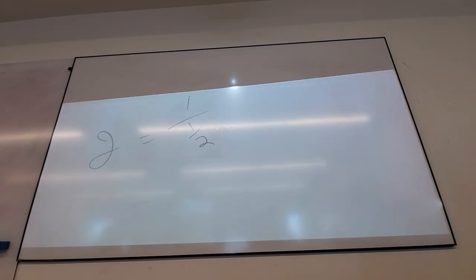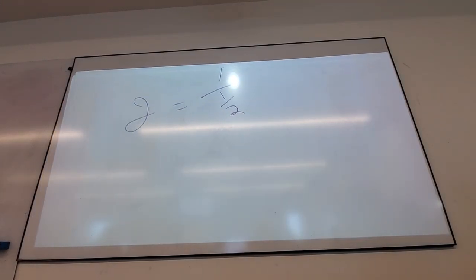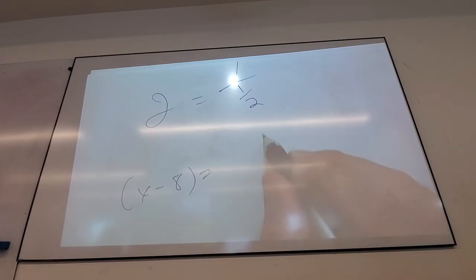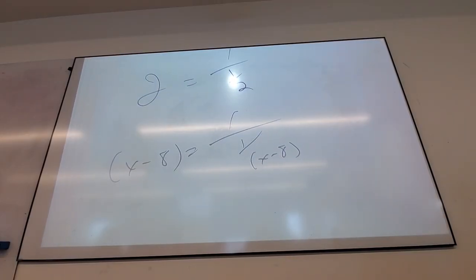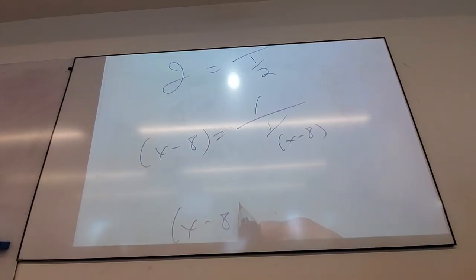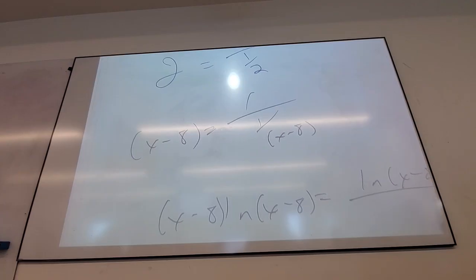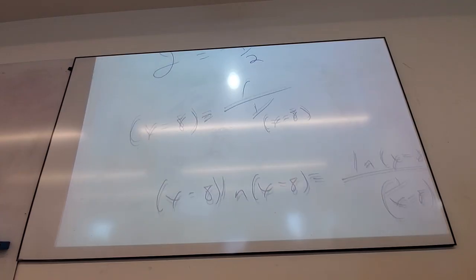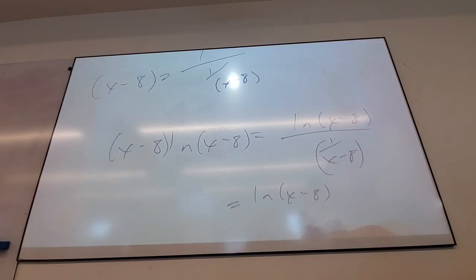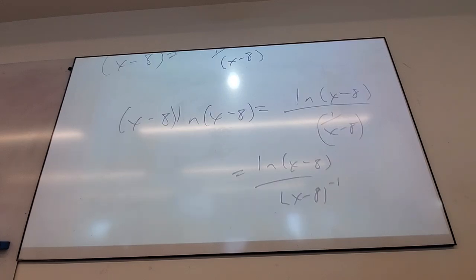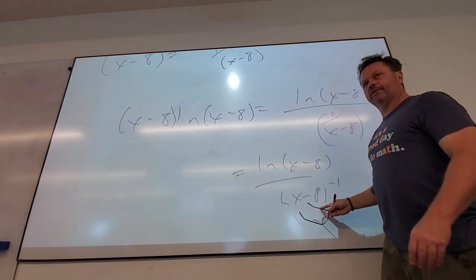Are you guys cool with the fact that 2 is equal to 1 over 1/2? Oh, yeah. Okay, so then x minus 8 is equal to 1 over 1 over x minus 8. So if I have x minus 8 times natural log of x minus 8, I can make this become natural log of x minus 8 over 1 over x minus 8. Or if you like, that. Because the negative power just means it doesn't like it there, it wants to be on the other side.